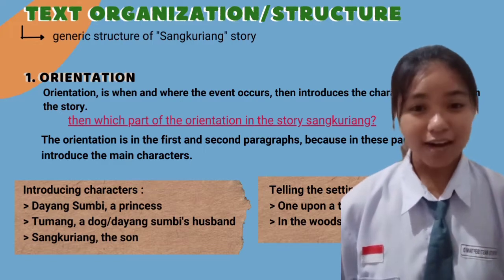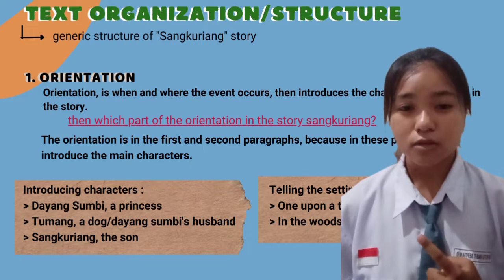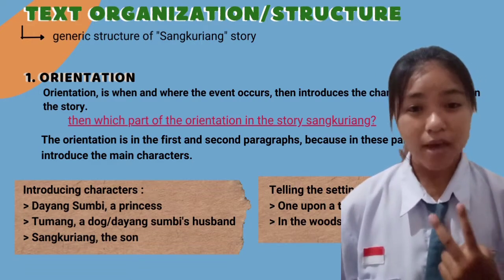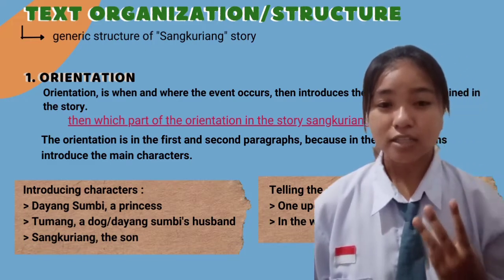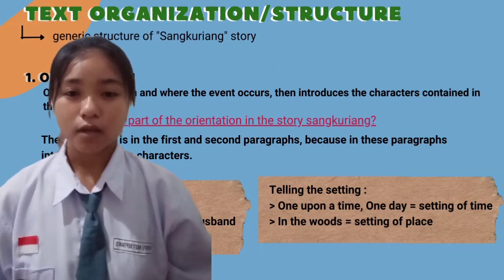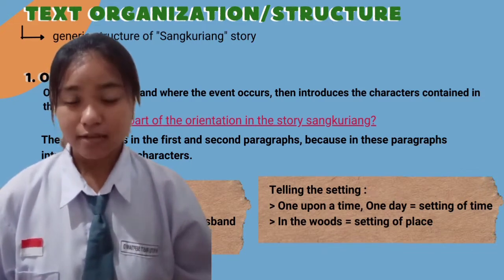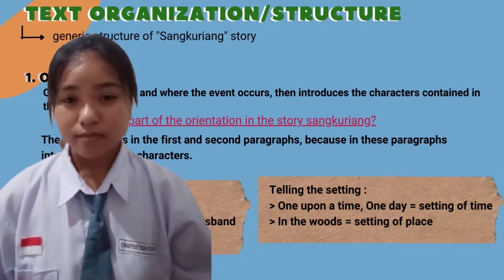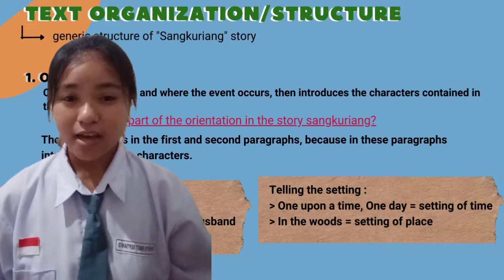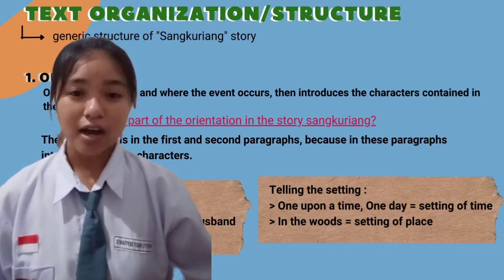1. Introduce characters: Dayang Sumbi as the princess, Tumang the dog, who is also Dayang Sumbi's husband, and Sangkuriang the son. 2. Telling the setting: "once upon a time" and "one day" are the setting of time, and "in the woods" is the setting of place.